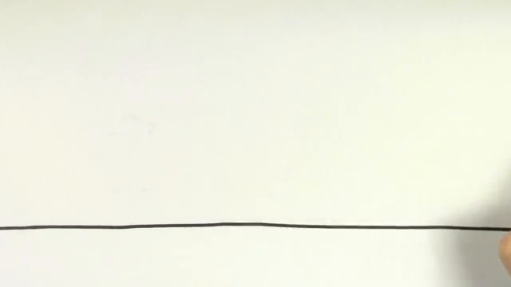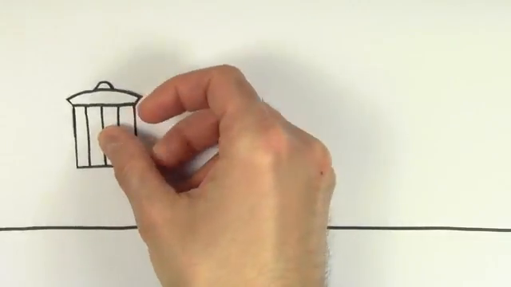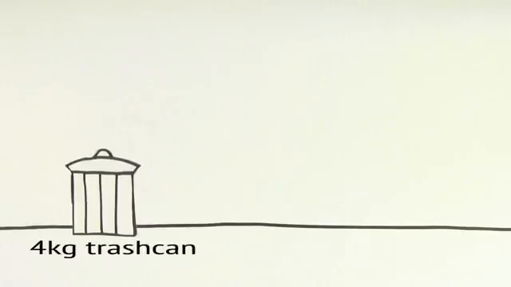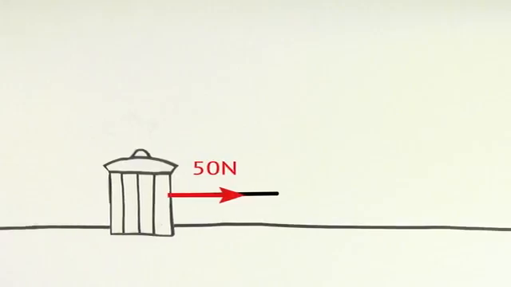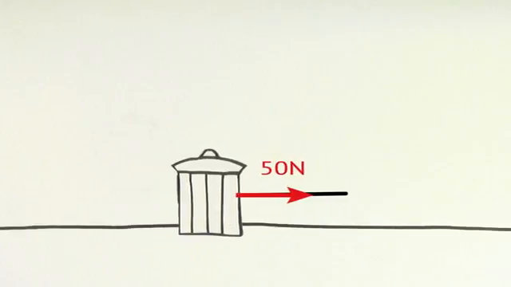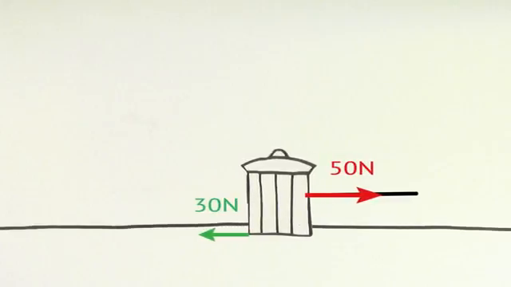I'm going to show you some examples of how to solve problems involving work. Imagine a 4-kilogram trash can. The trash can is disgusting, so someone ties a string to it and pulls on the string with a force of 50 newtons. The force of kinetic friction on the trash can while it slides is 30 newtons. The trash can slides across the ground for a distance of 10 meters.